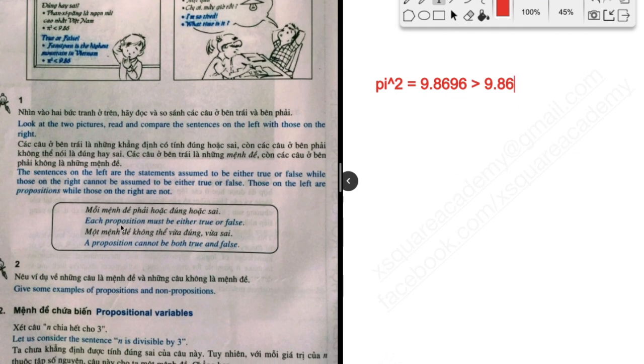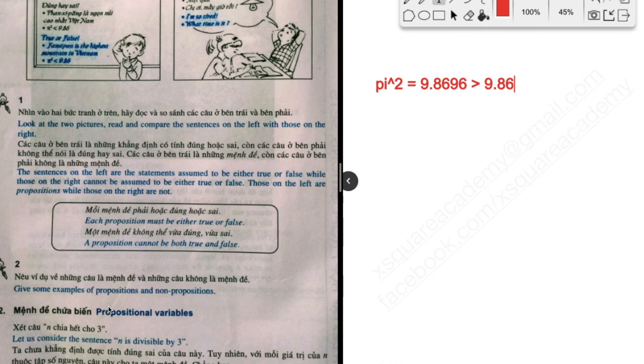And this is our conclusion about propositions. A proposition must be either true or false, either or. That means this one or the other one. And a proposition cannot be both true and false simultaneously, right?